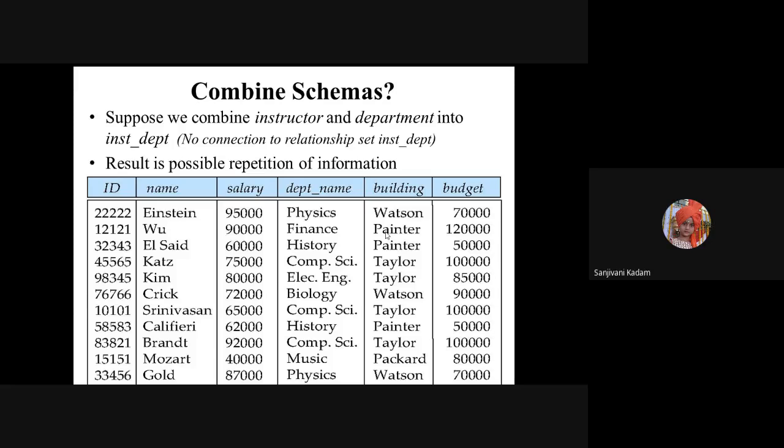Yes. It means that if I take physics, consider there are five instructors in the physics department. For this Einstein, I have taken physics, and for Einstein the building name is Watson. So whenever there is a second entry for physics, do you think that the same building name will be there?